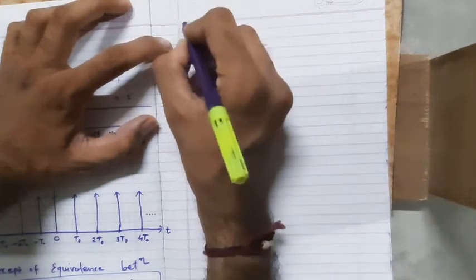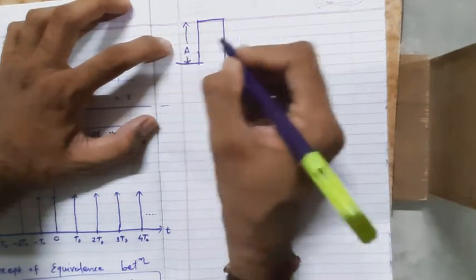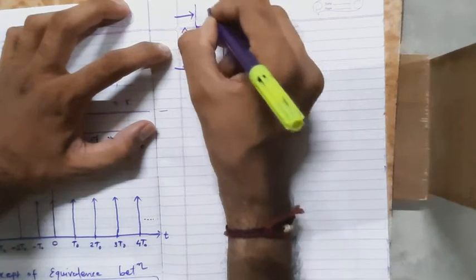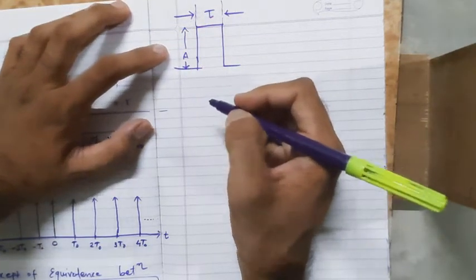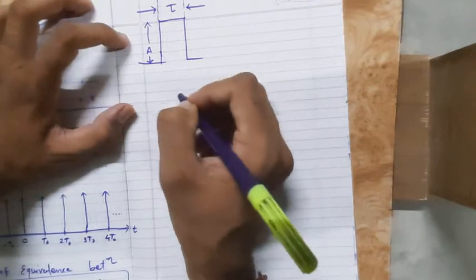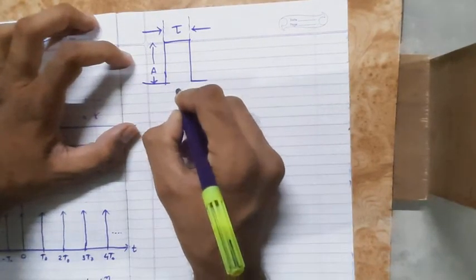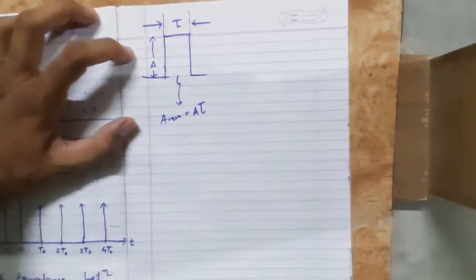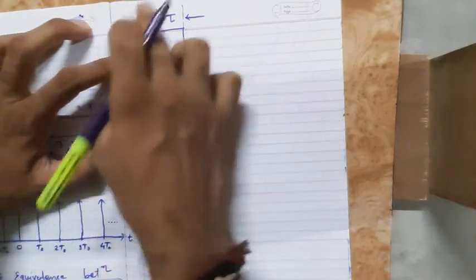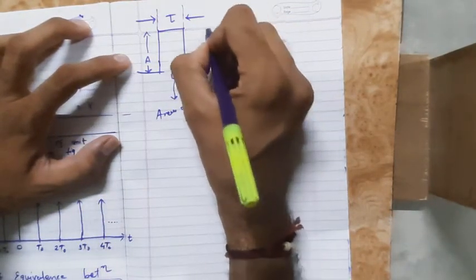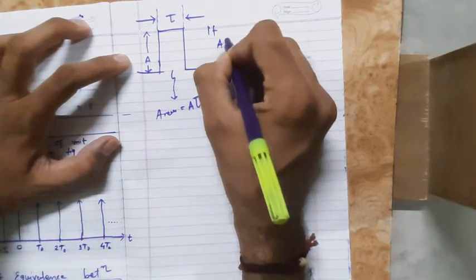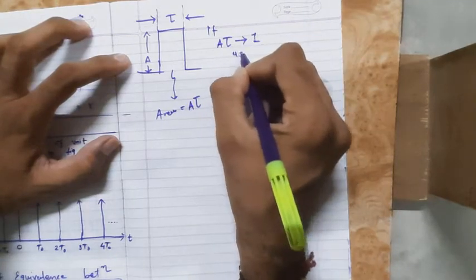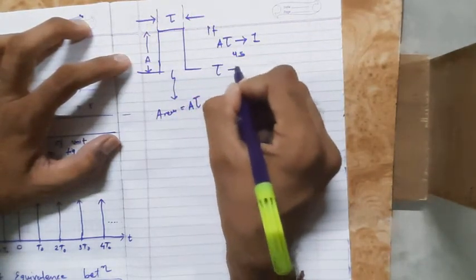This is the rectangular pulse, which has height A and width tau. What is the area under this curve? Well, the area is equal to A into tau. Now, for this rectangular pulse, the area A tau should remain 1 as tau shrinks to 0.